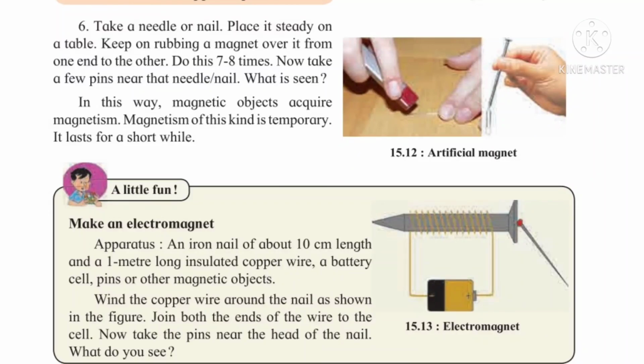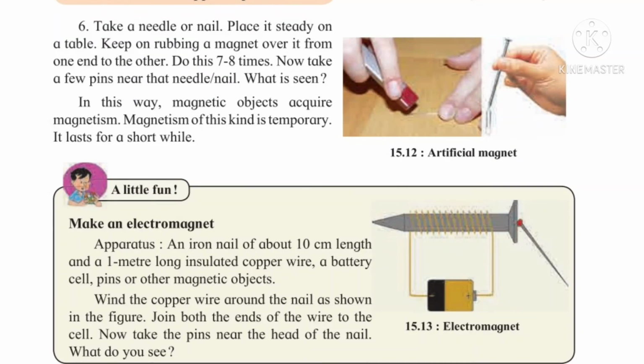For that we have to take a needle or nail and place it steady on a table. Keep on rubbing a magnet over it. We have to rub the magnet on that needle or nail 7 to 8 times or more. Now take a few pins near the needle or nail. As we keep the needle near the pins, we observe that the pins stick to that needle.